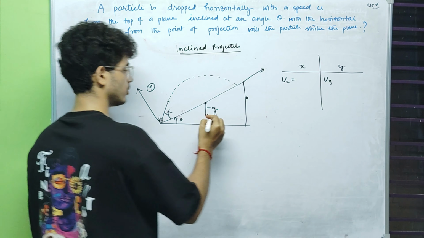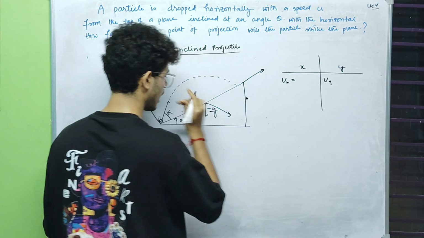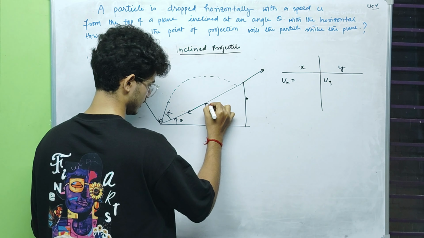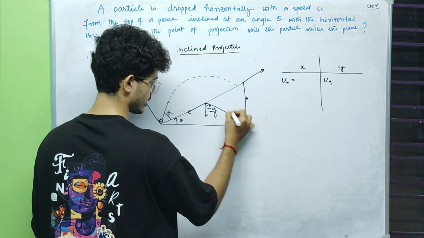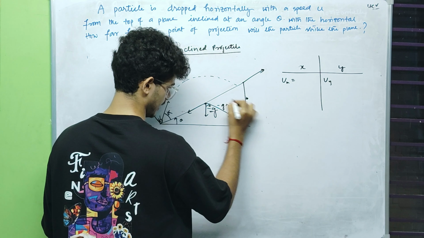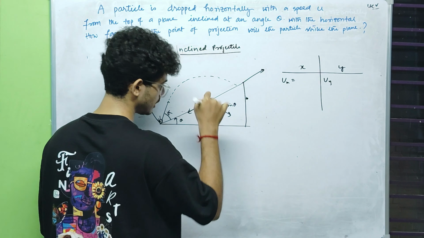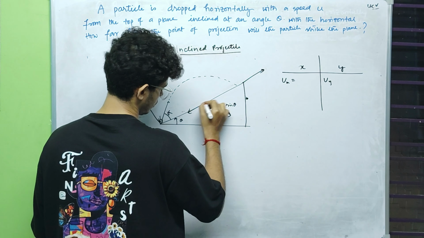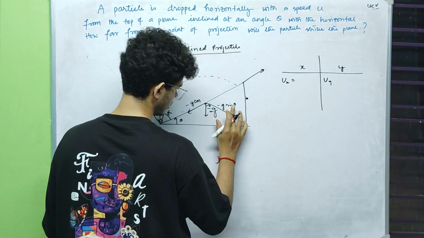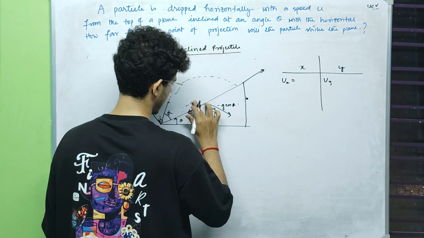Okay, so resolving g in the x direction and the y direction, this angle will be the same as theta, and so this will become g sine theta. I am taking the negative directly because of the direction, and this will become minus g cos theta. Okay, sorry, this is g cos theta, and this will be g sine theta.